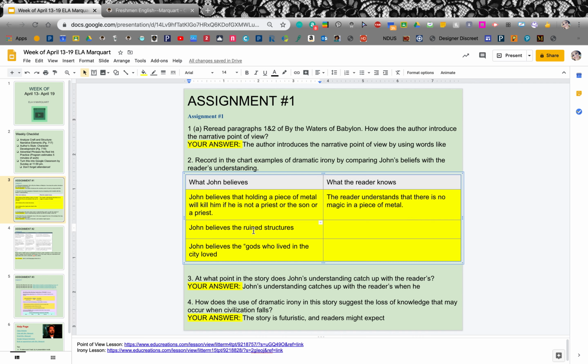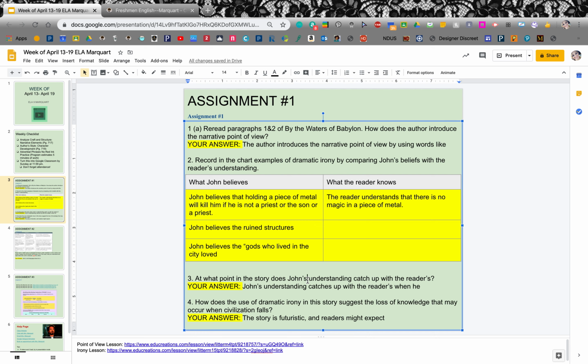The next one, John believes the ruined structures what? And what do we know about the ruined structures? And John believes the gods who lived in the city loved what? And what do we know? And again, that's why it's yellow, because just like up here, that's where you're writing your answer. You have to fill this one out.